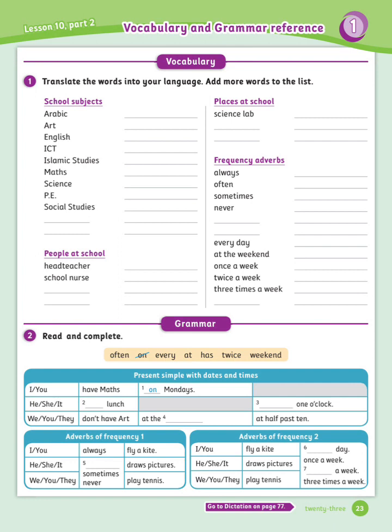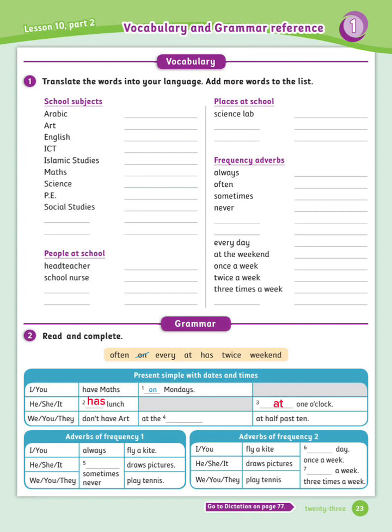Exercise number 2. Read and complete. Complete the missing words using the words in the box above. Number 1. I have math on Mondays. You have math on Mondays. Number 2 and 3. She has lunch at 1 o'clock. He has lunch at 1 o'clock. It has lunch at 1 o'clock.